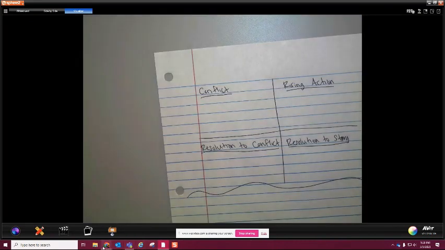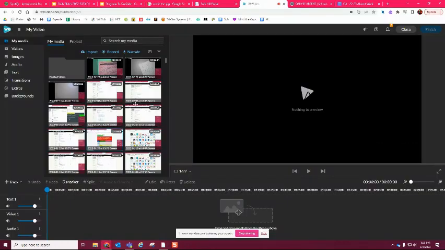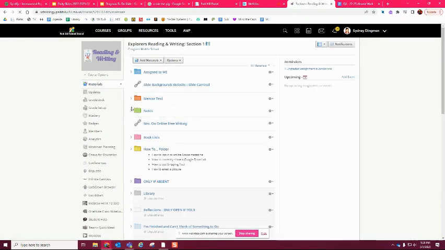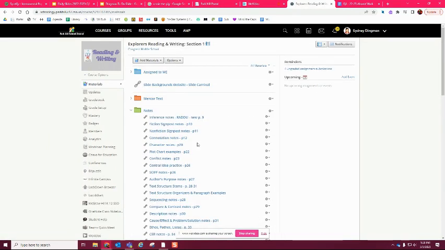Now, since you are at home and you need access to that, what you could end up doing is you could go into Schoology and go to the reading writing course. And in the notes section, you will actually see all of those as well. So page 22, plot chart examples, conflict notes. So we have all that in there. So you can make sure to check there as well since you're at home.